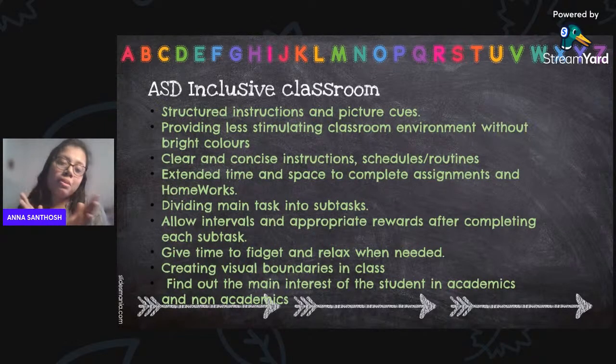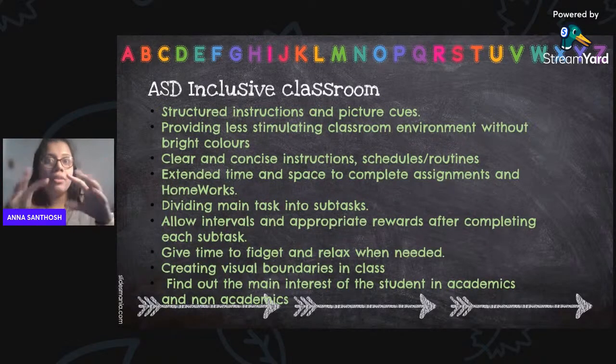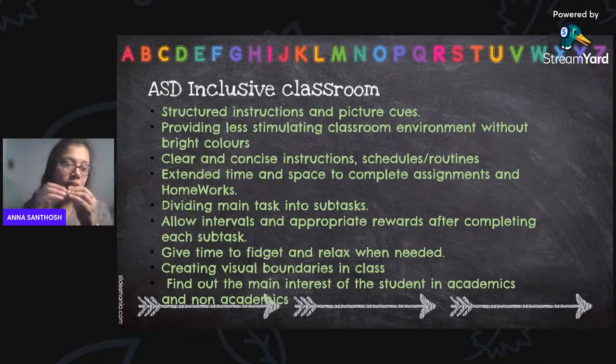And it would be better if you find the main interest of the student in academics and non-academics. If the student is more into using digital technologies, you can boost learning using digital technology. If the student is more interested in cooking, or is more talkative when it comes to science or something related to dinosaurs, I have seen many students like that. They talk a lot, they are very knowledgeable in certain aspects of subjects, like science, math, current issues, general knowledge, or English. It could be anything.